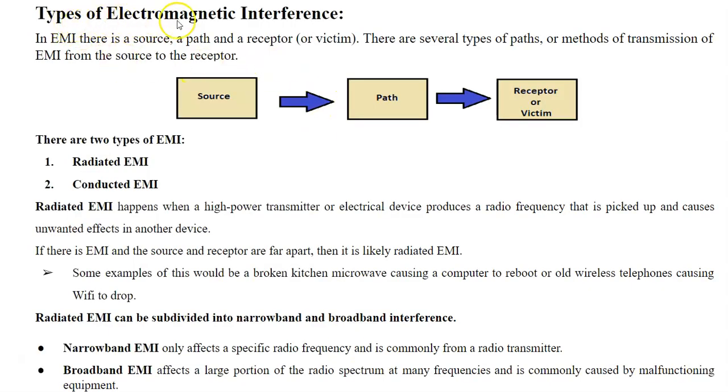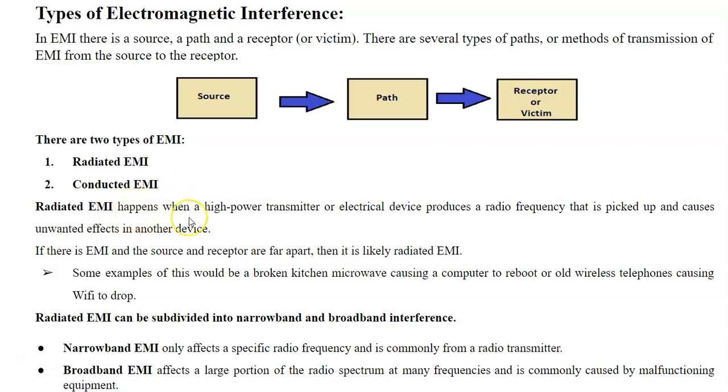Then types of electromagnetic interference. In EMI, there is a source, a path and a receptor or victim. There are several types of paths or methods of transmission of EMI from the source to the receptor. So this is the source, this is the path and the receptor or victim. There are two types of EMIs. One is radiated EMI, the second one is conducted EMI.